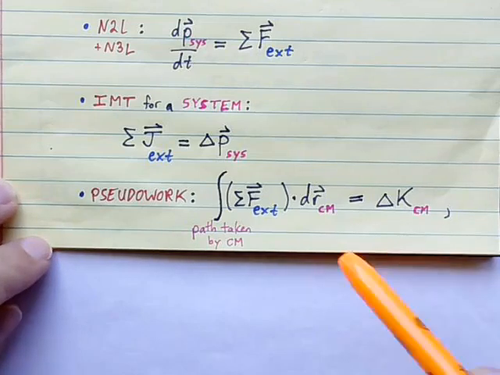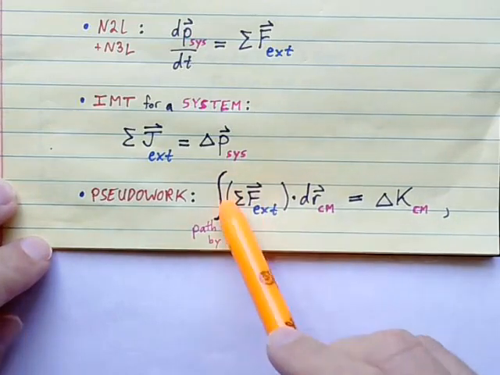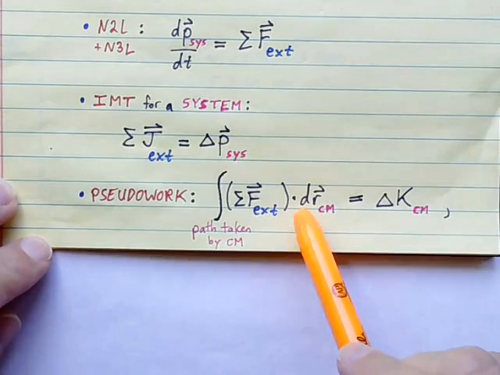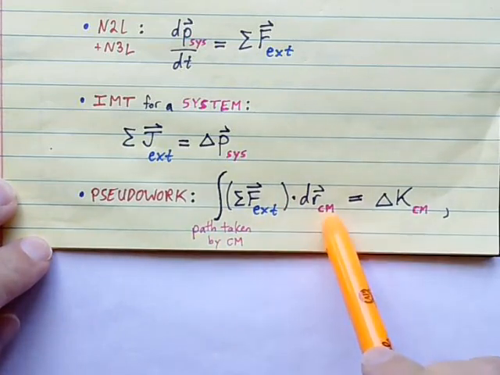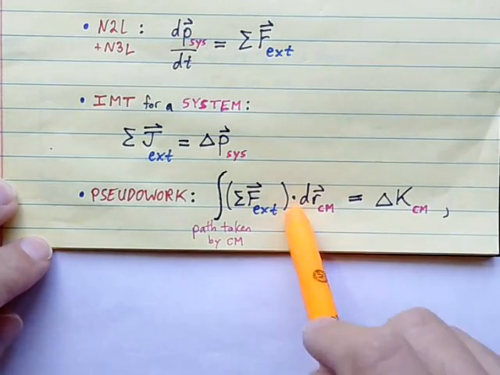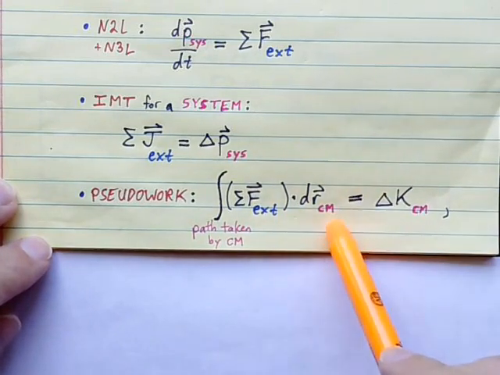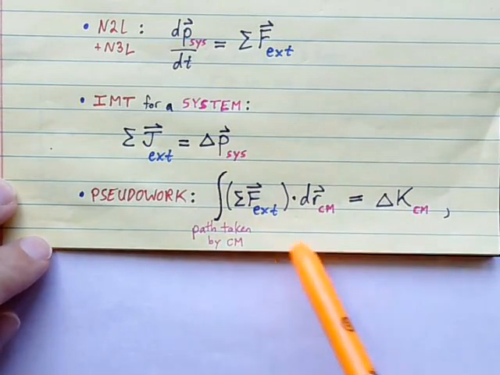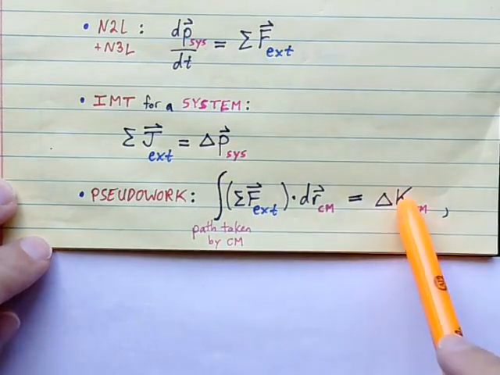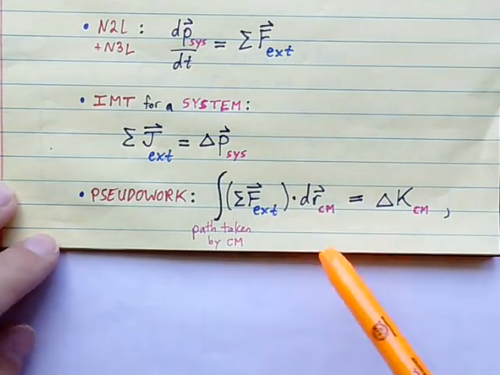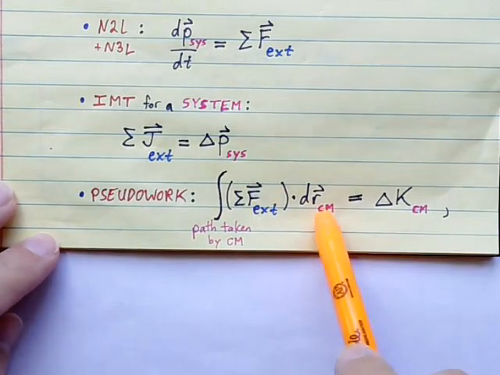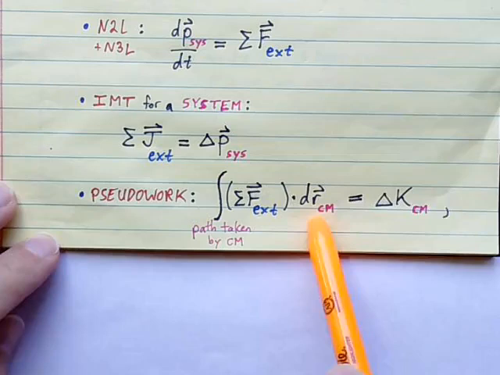This says that the net external force on a system integrated along the path taken by the center of mass, so dotted into the displacement of the center of mass, this integral is equal to the change in something we call the kinetic energy of the center of mass. Okay, so this integral makes it look like we've got a force acting right at the center of mass, pushing on the center of mass.